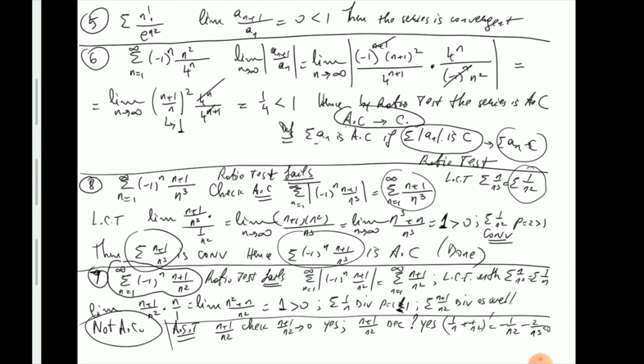So that means it satisfies both conditions of the alternating series test, which means the original one is convergent again, but not absolutely convergent. And remember, we have a different word for this. It's conditionally convergent.